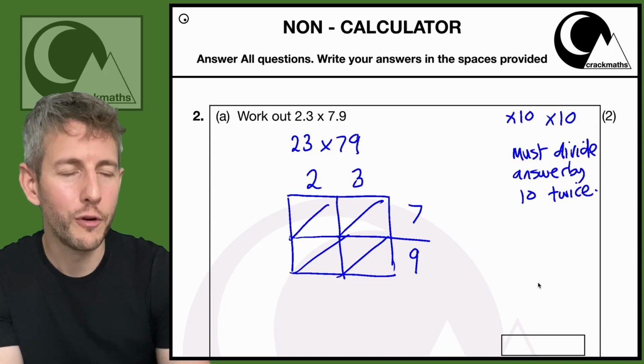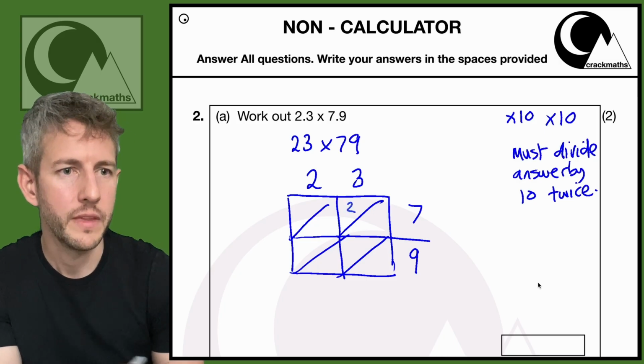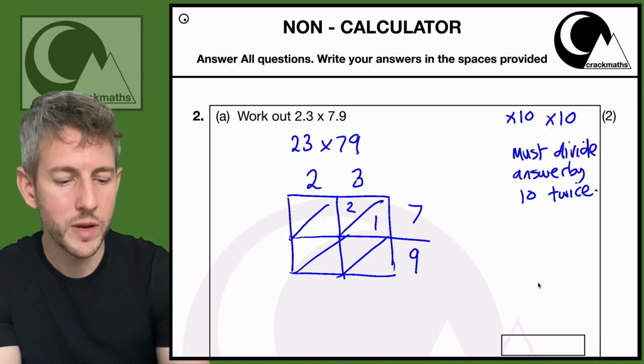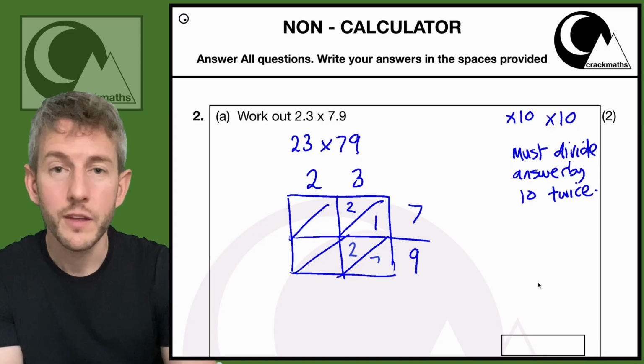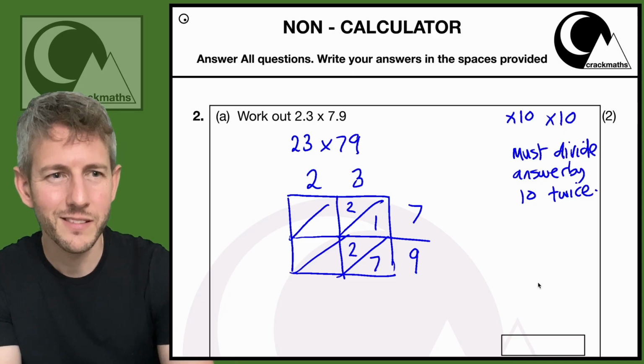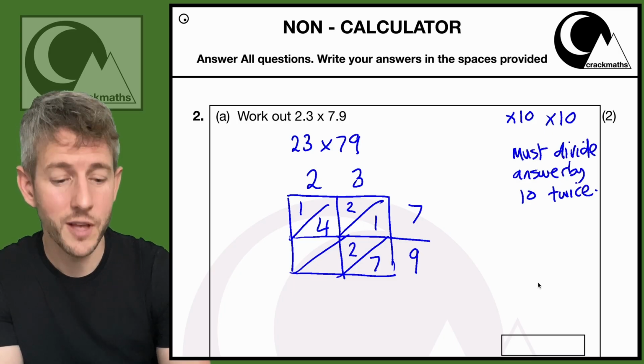So first of all, I've got 3 times 7. So 3 times 7 is 21. Now I've got 3 times 9. 3 times 9 is 27. Now I have 2 times 7, which is 14. And next I have 2 times 9, which is going to be 18.